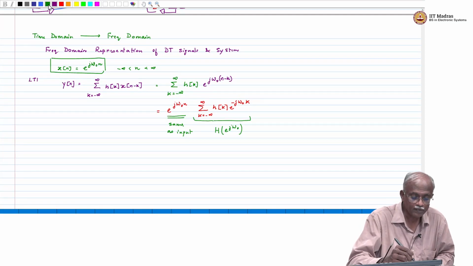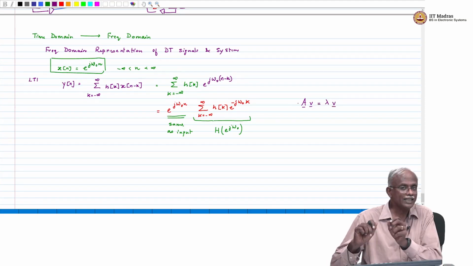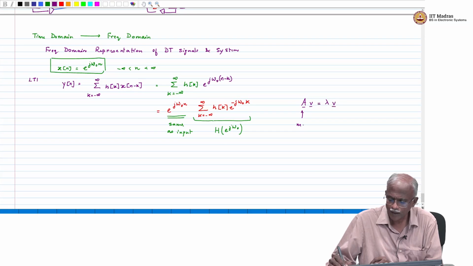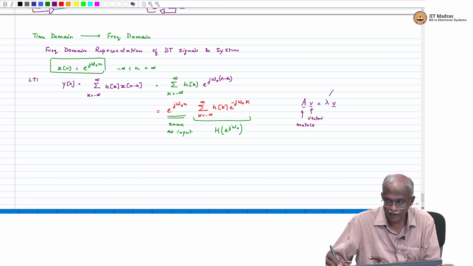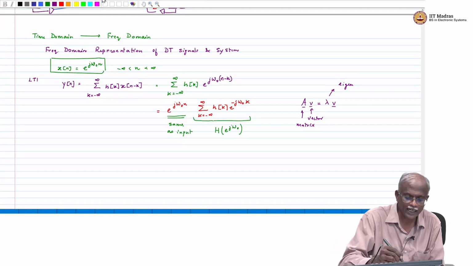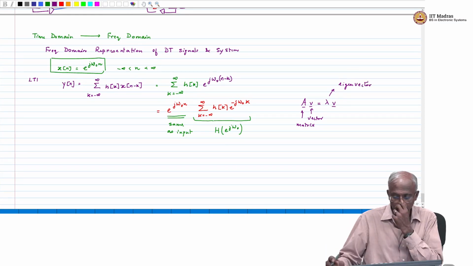Okay. Now, if you have a matrix A and a vector V, the output comes out to be lambda times V. This is called the eigenequation of a matrix. So A is a matrix, V is a vector, and you get the output to be the same, but with a scale factor which is called the eigenvalue. So basically you say that V is an eigenvector of the matrix A.